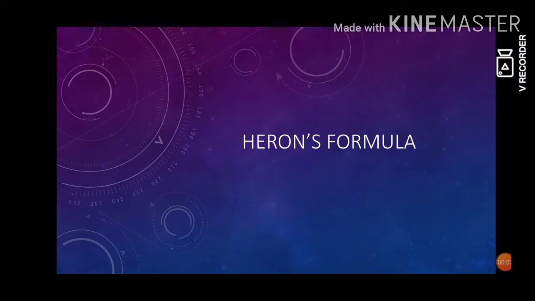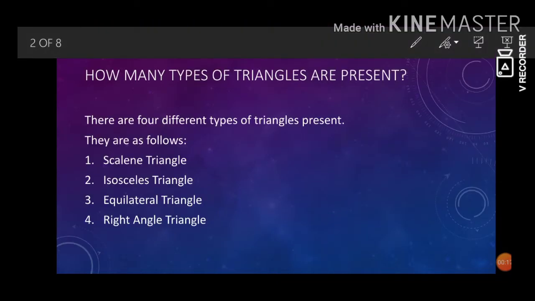So today we are going to discuss what is Heron's formula, and we'll see with the help of one example. So first of all, how many types of triangles are present? How many types of triangles do we know? Actually, there are four different types of triangle. One is scalene triangle. In a scalene triangle, we have three different sides.